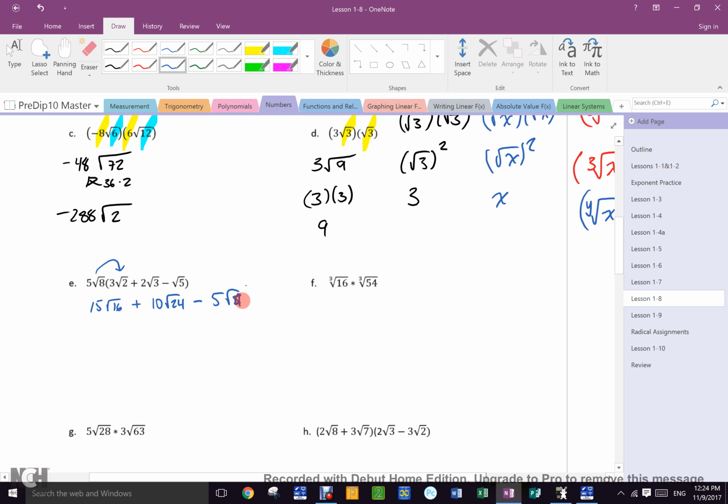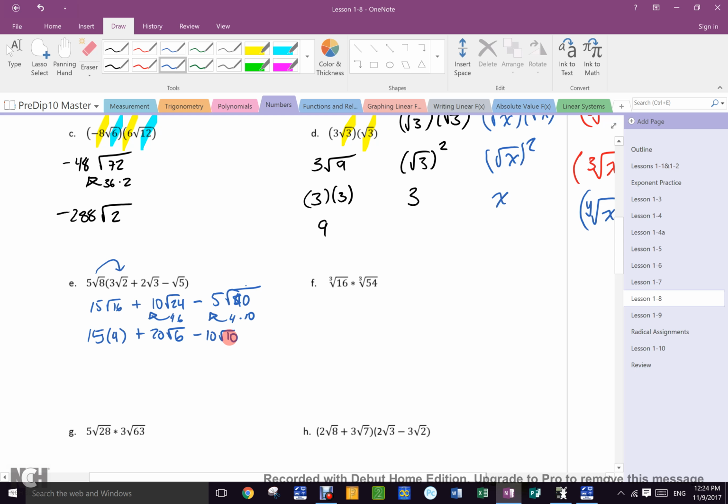Now, would we leave it like that? Root 40. Would we leave it like that? No, because there's simplifying to be done. What is the square root of 16? 4. Plus, what's that? 4 and 6, so what comes out? 2, so it's 20 root 6. And what's that? 4 times 10, what comes out? 2, so it's minus 10 root 10.